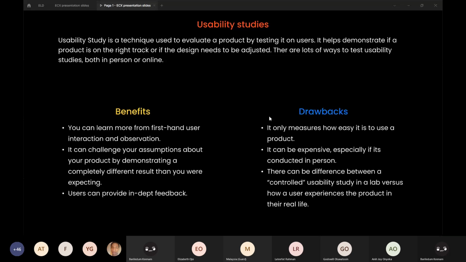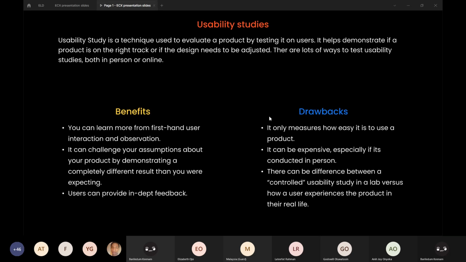Similarly, in the post-launch phase, you conduct usability studies to know if the product is actually a success, if users can actually use the product, if it's meeting their needs and solving their problems and challenges. So there are a lot of ways to test usability studies. It could be in person or online.